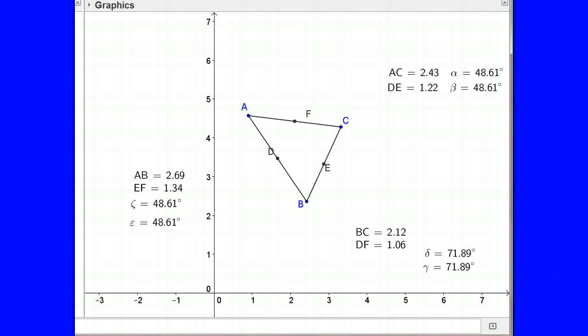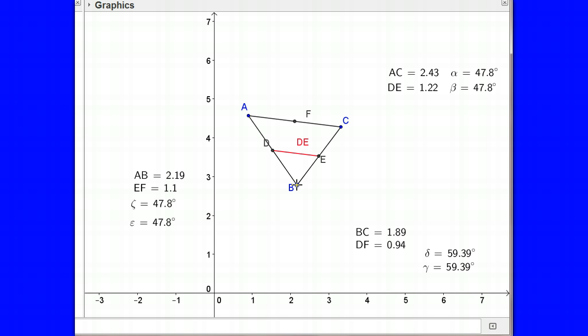Oh, come on. Why is it not showing? There we go. Segment DE. That is a midsegment. It is connecting those two midpoints of D and E. So if I move this around, it's staying as a midsegment.